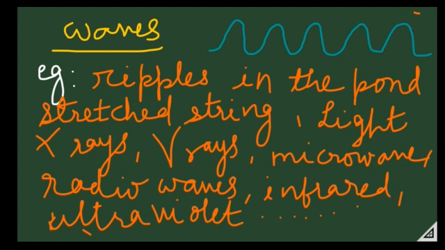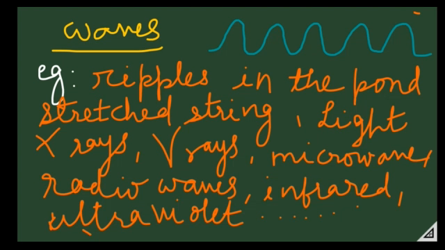Examples of waves are the ripples in a pond. Ripples in a pond means when you throw a stone in a pond, you can see waves created in the water. They are known as ripples. Then a stretched string. Take a string, take a thread and stretch it. What happens? It starts vibrating. Again, these vibrations are nothing but waves.